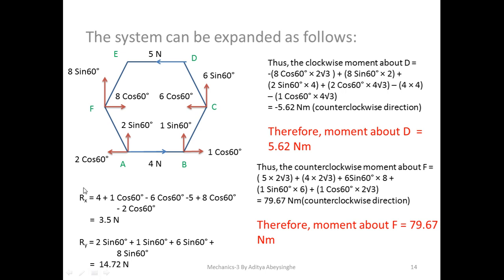So 4 is positive, 1 cos 60 is positive. However, 6 cos 60 is this force, that is negative. 5 is negative because it is in this direction. 8 cos 60 is positive, it is in this direction. And 2 cos 60 is also negative because it is in this direction. So those are the only horizontal forces that are available in this system. So you can say that they simplify to 3.5 newtons.